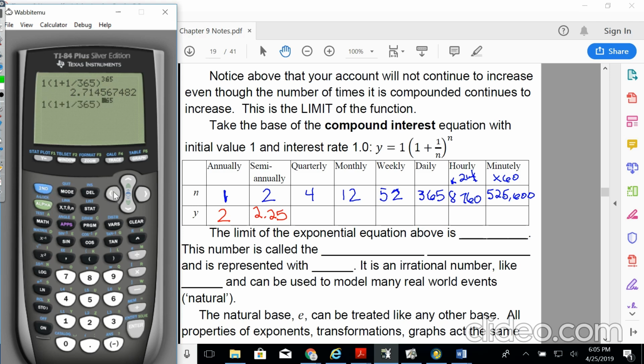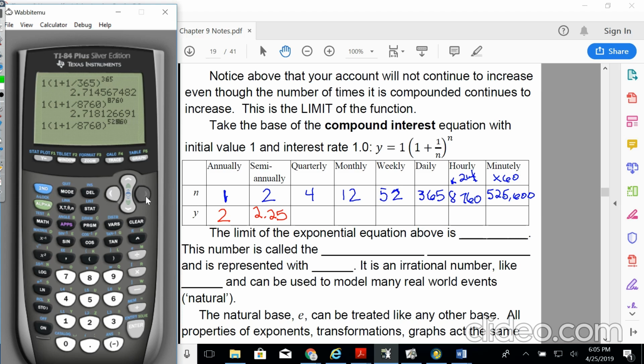Because now it's going to start getting very close to each other. So 8760, and then over here, 8760. Make sure I close my parentheses this time. 2.7181 is what this one is. And you should start recognizing that number.